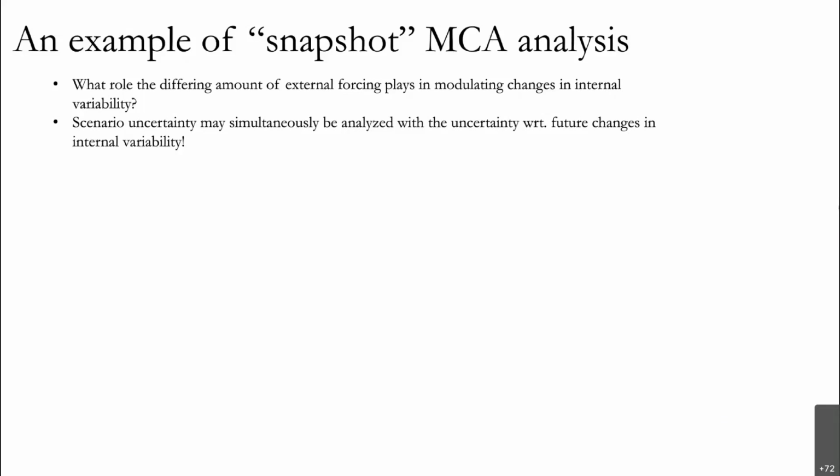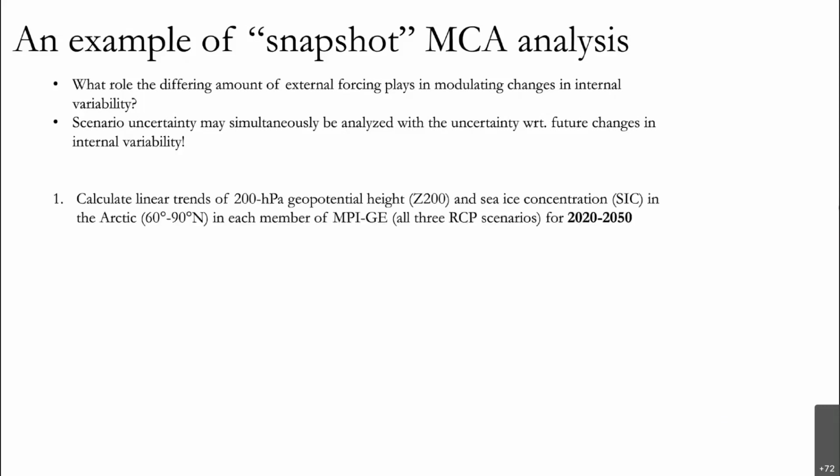To ensure clarity, let me quickly go through the steps of the calculation. So first, we calculate linear trends of 200 hectopascal geopotential height, Z200, and sea ice concentration in the Arctic in each member of the MPI Grand Ensemble for 2020 to 2050, so the next 3 decades.